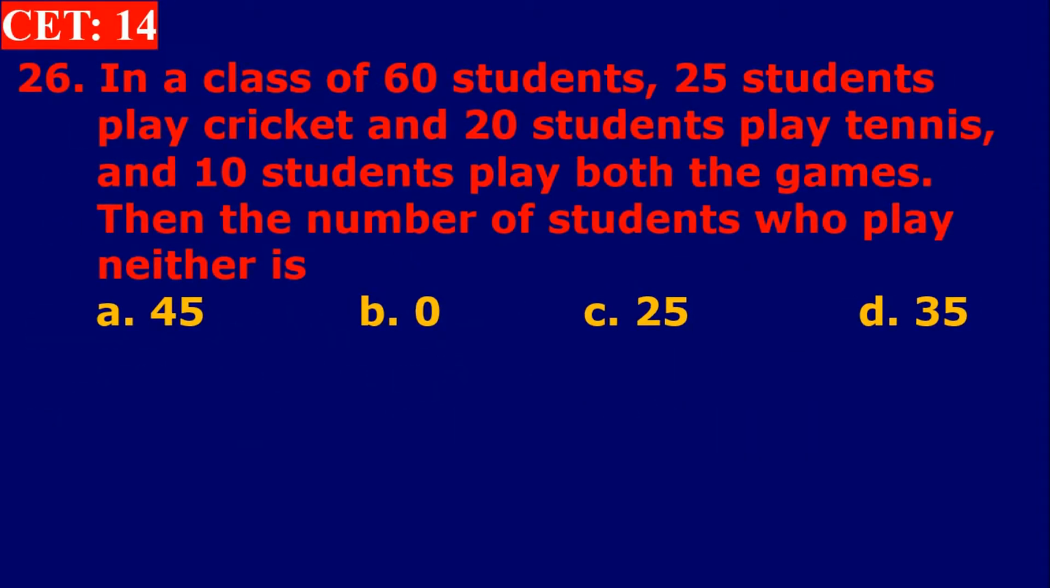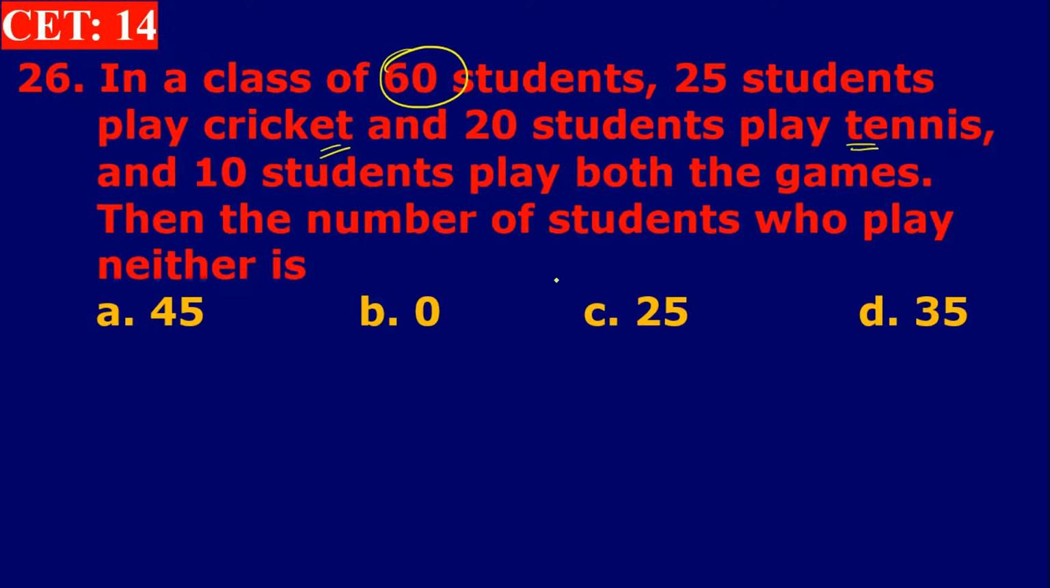So next question is from CET 2014, question number 26. In a class of 60 students, 25 students play cricket, 20 students play tennis, and 10 students play both the games. Then the number of students who play neither is. Now here, don't think that all 60 students play tennis or cricket. There are some students who will not play tennis or cricket. So we have to find the number of students who play neither.